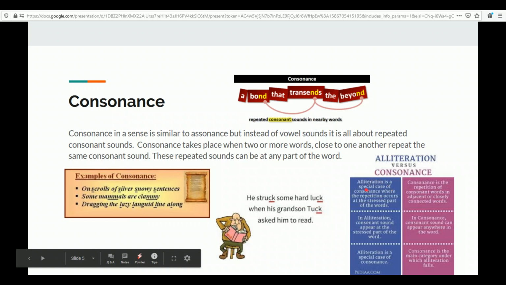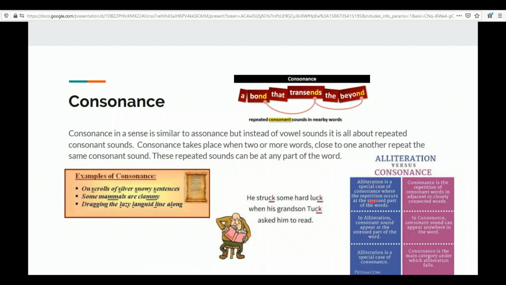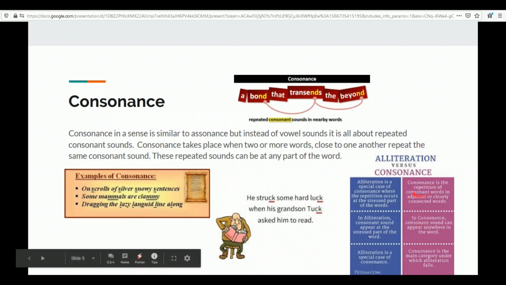And you can see that alliteration is just a special case of consonance where the repetition occurs at the stressed part of the word. And consonance is the repetition of consonant sounds in closely adjacent or connected words. So it can be anywhere in it. Alliteration has to appear at the stressed part, normally at the beginning. Alliteration is a special case of consonance. So this is the main category really for alliteration.